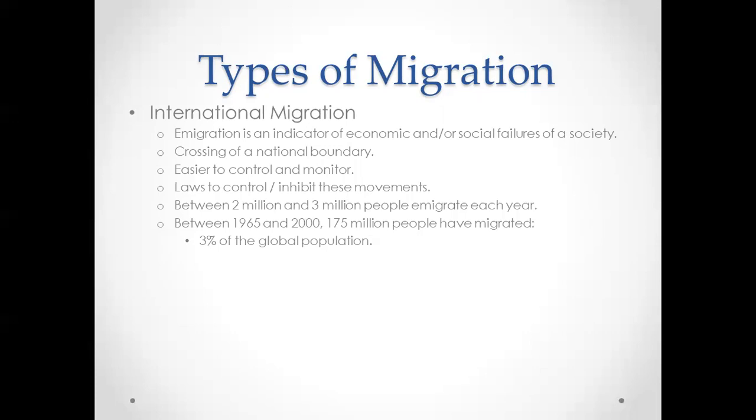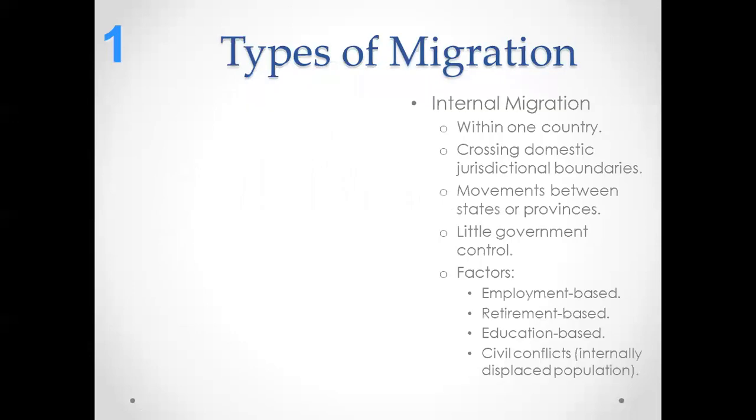So, around the globe, okay, 3% po ang lumalabas talaga. Okay? So between 2 million and 3 million people immigrate each year, and between 1965 and 2000, 175 million people have migrated. So ganun kadami. Just to look for greener pasture, of course.